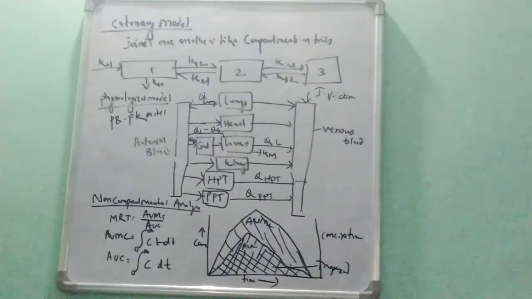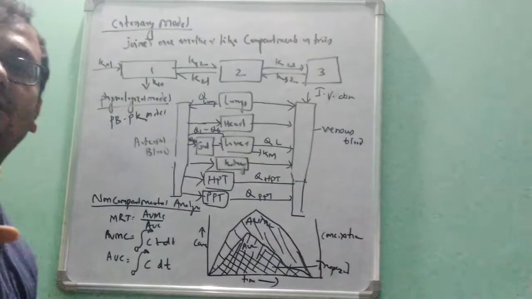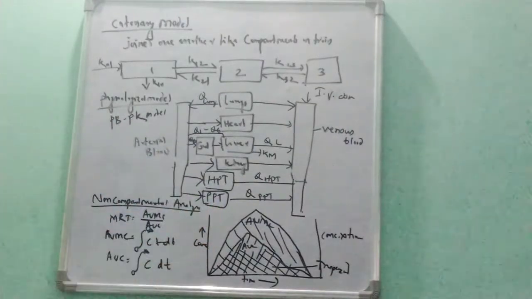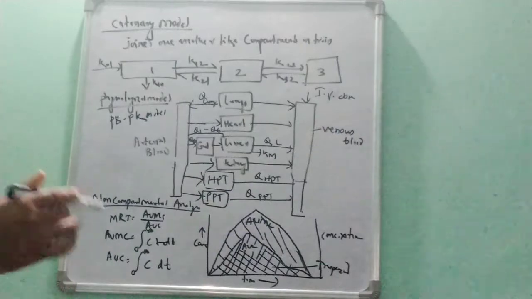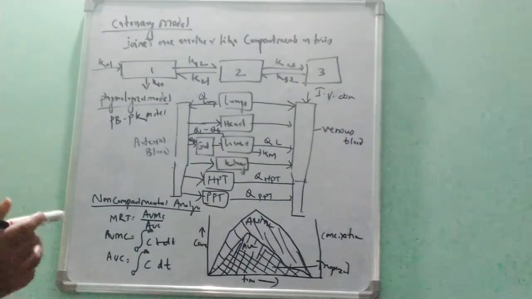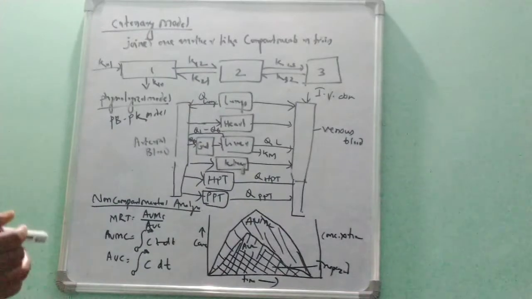So let us see what is the definition of this MRT. MRT is defined as the average amount of time spent by the drug in the body before being eliminated. That means the average amount of time spent by the drug in the body before being eliminated. How much time is it staying? So that is your mean residence time. That we will get from this AUC and AUMC.